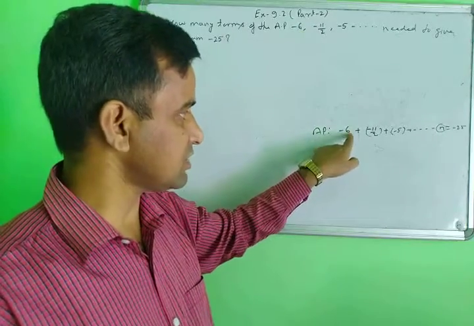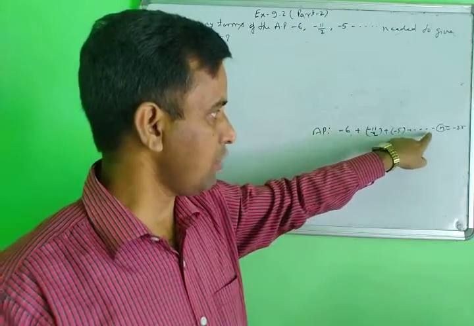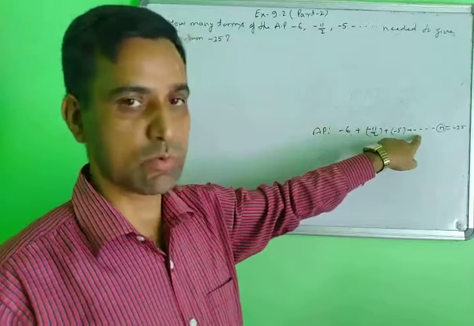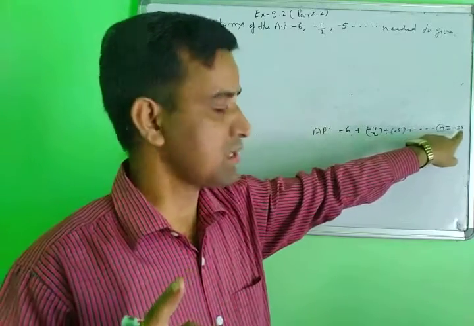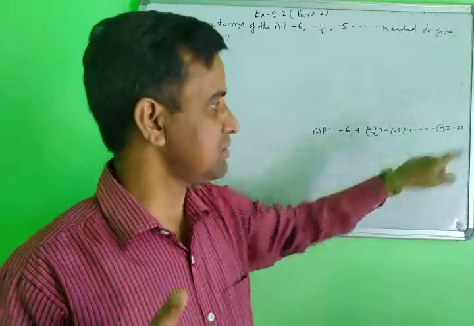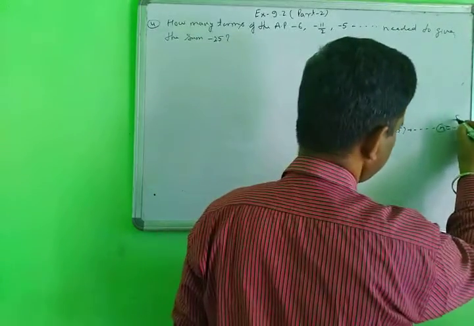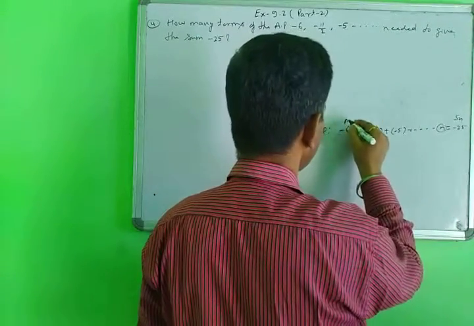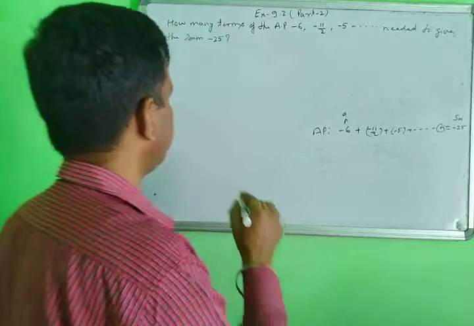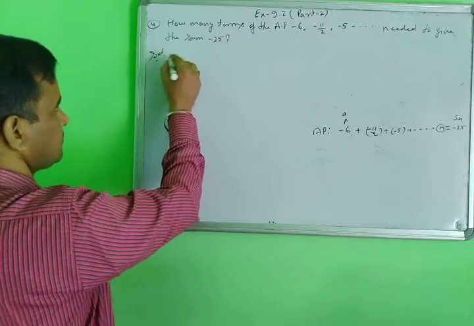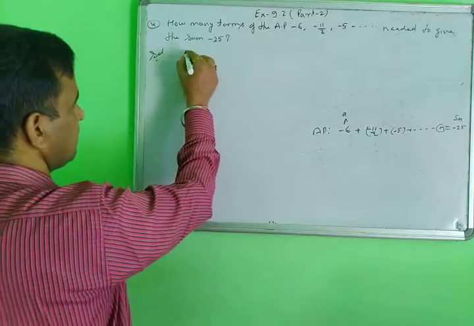How many terms, the first term, second term, third term, of this AP are required so that its result becomes minus 25? This value is called Sn, and this value is called A. Then start the solution. What is the AP given here?